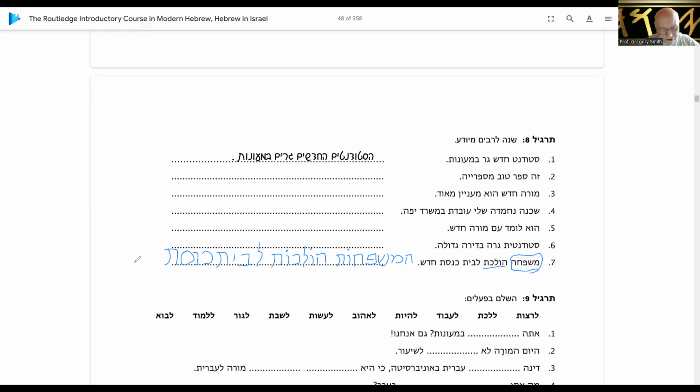Lebeit knesset hadashah. Now, I think that this is going to remain singular. They might surprise me in the answers. Okay, so let's see what we have in the answer key. Okay, so we have mishpaka holachet. So a family goes lebeit knesset hadash. A family goes to a new synagogue.